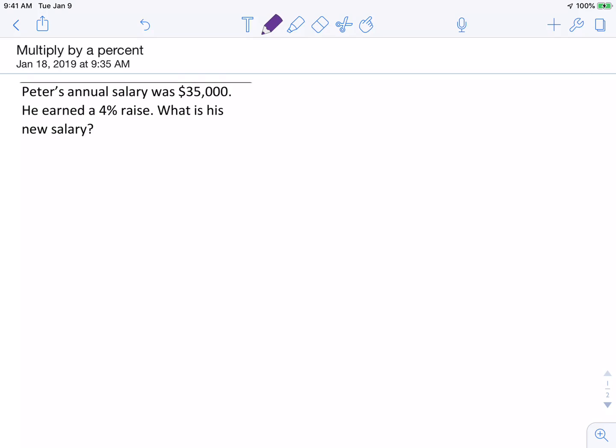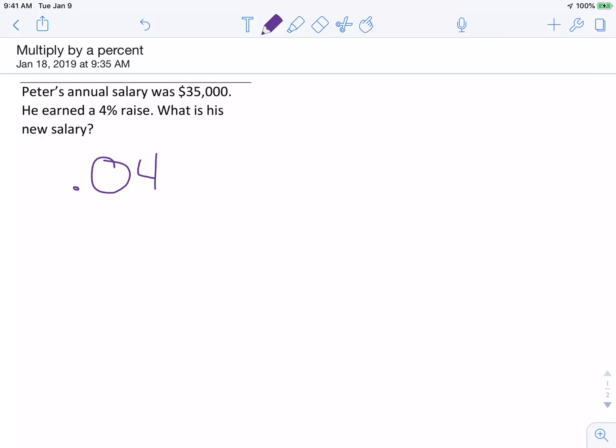So to remove any confusion, I'm just going to go ahead and write it. 4, oh, my stylus is, sorry, a little squeaky and giving me fits today. Okay, so I have 4 hundredths. Now, let's solve the problem. Peter's annual salary was $35,000. He earned a 4% raise. What is his new salary? To find out the percentage of a number, you multiply. I know it sounds weird, but you multiply.